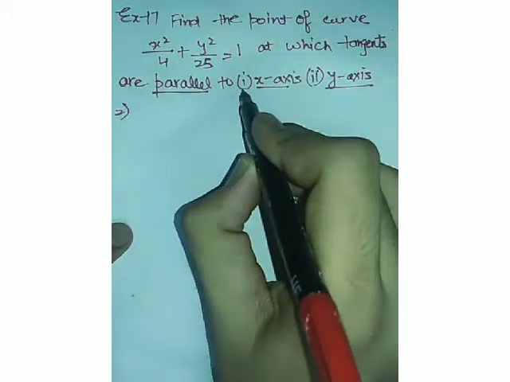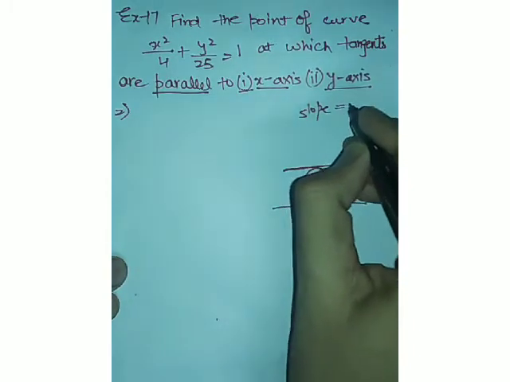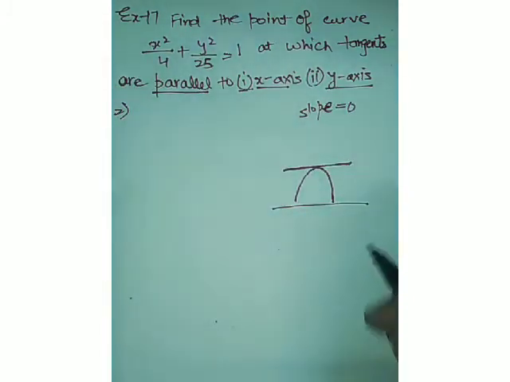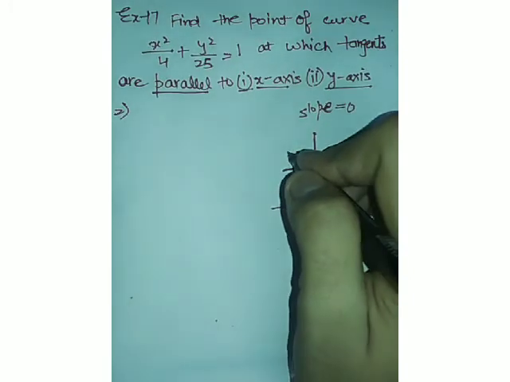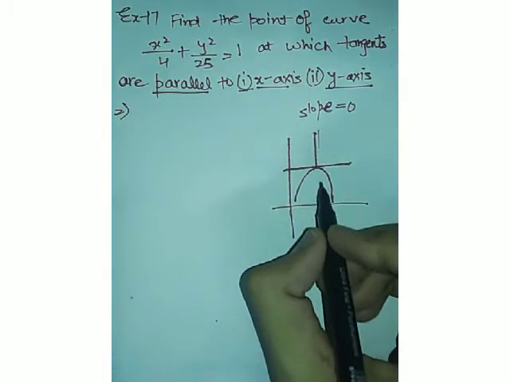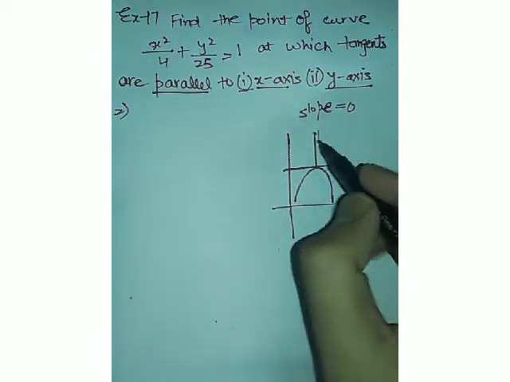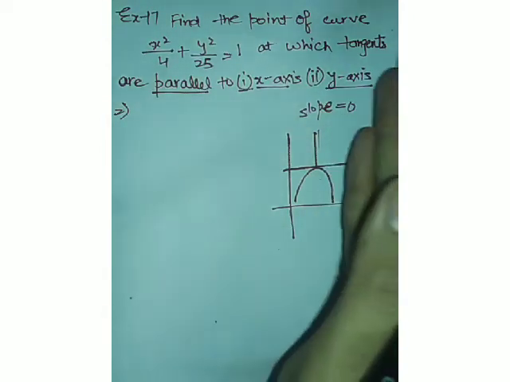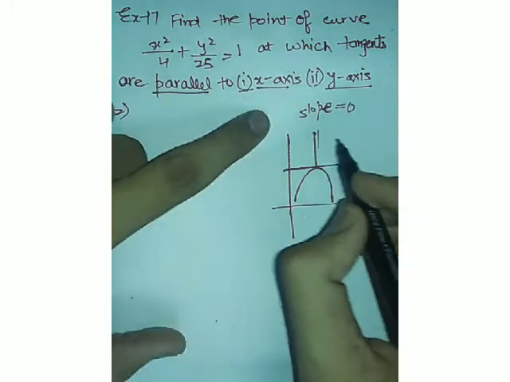So in the first case, we have to equate the slope of the tangent to 0. Now when the tangent is parallel to the y-axis, then what will we do? We will find the slope of the normal, because the y-axis is this and this is the normal. If the tangent is parallel to the y-axis, it means its normal slope will be 0. Its normal will not be inclined. The slope of the normal will be 0, because if the normal is tilted, then it will not be parallel to the y-axis.